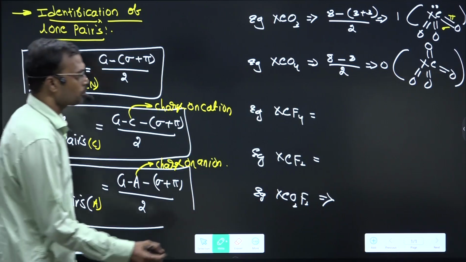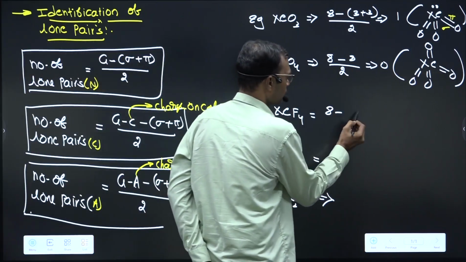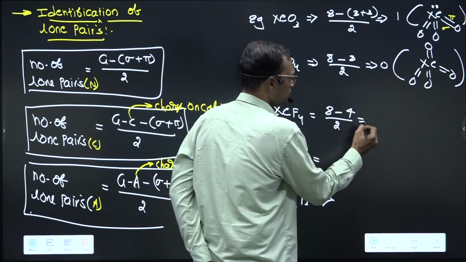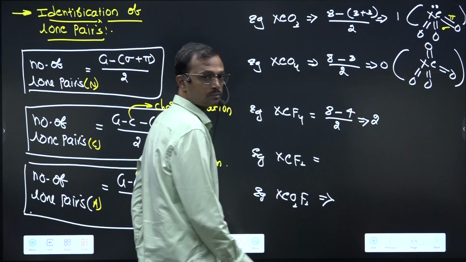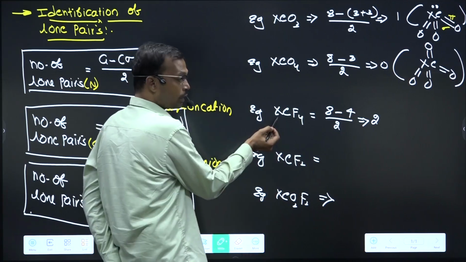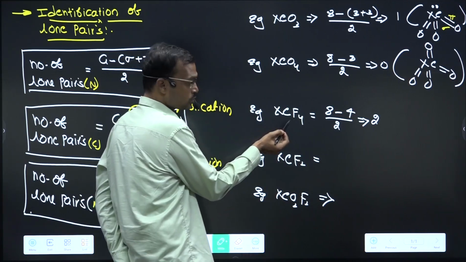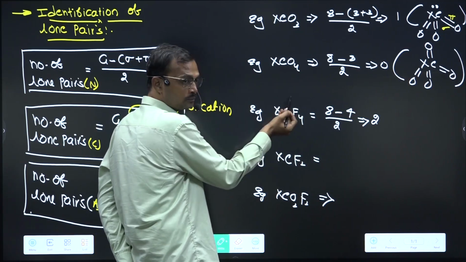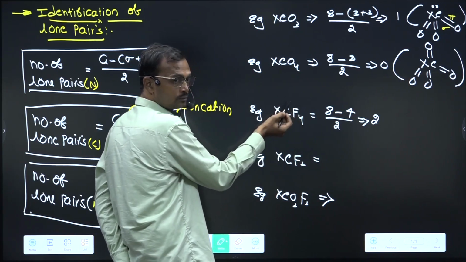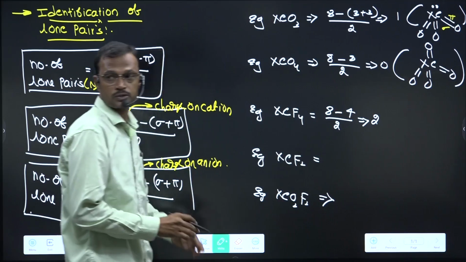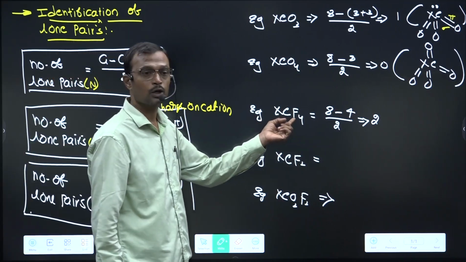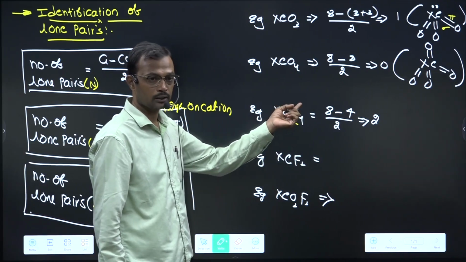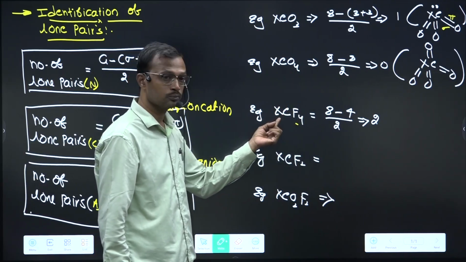So what about the xenon group number? 8. Can I write 4? 8 minus 4 by 2, then 4 by 2. How much will you get? 2 lone pairs. So xenon carries 2 lone pairs. How many lone pairs are present in this molecule? Every fluorine carries 3 lone pairs. 4 into 3, 12. 12 plus 2, 14.